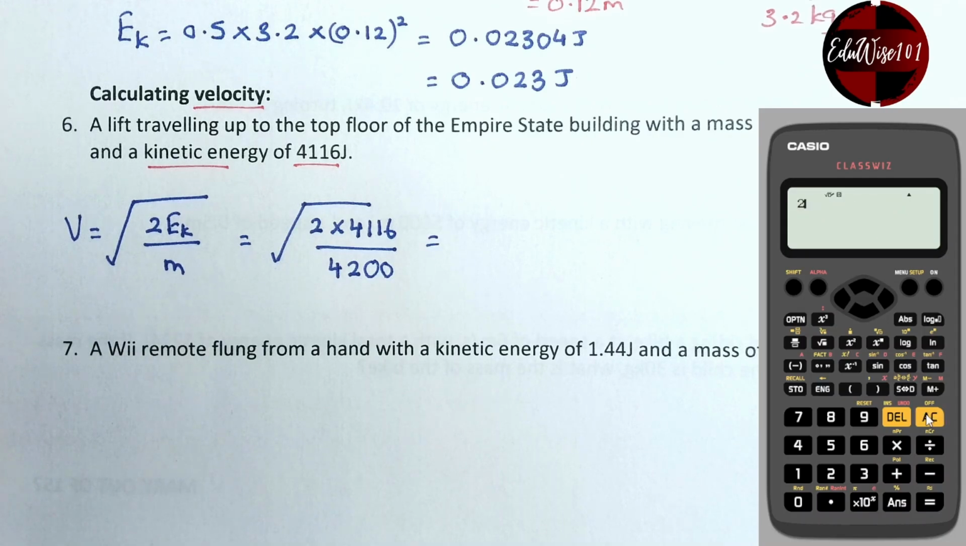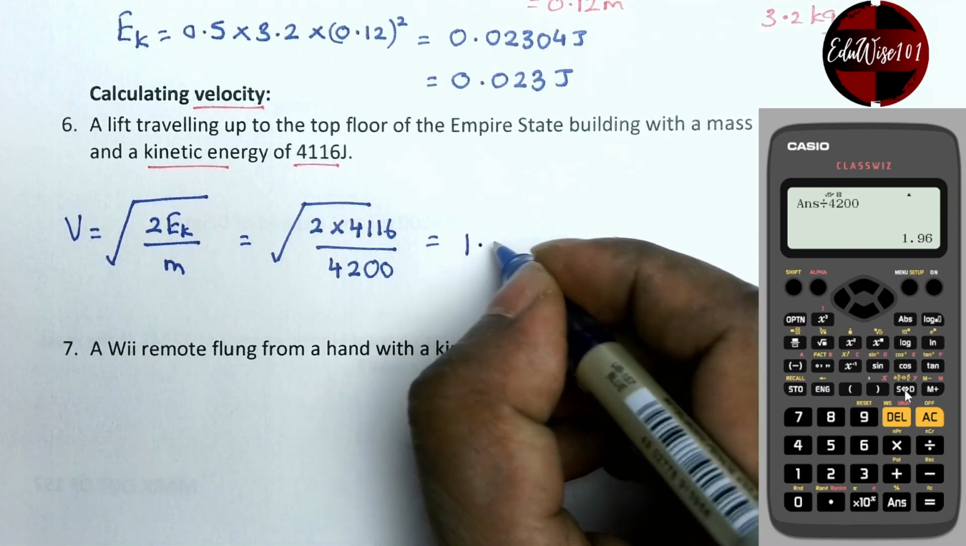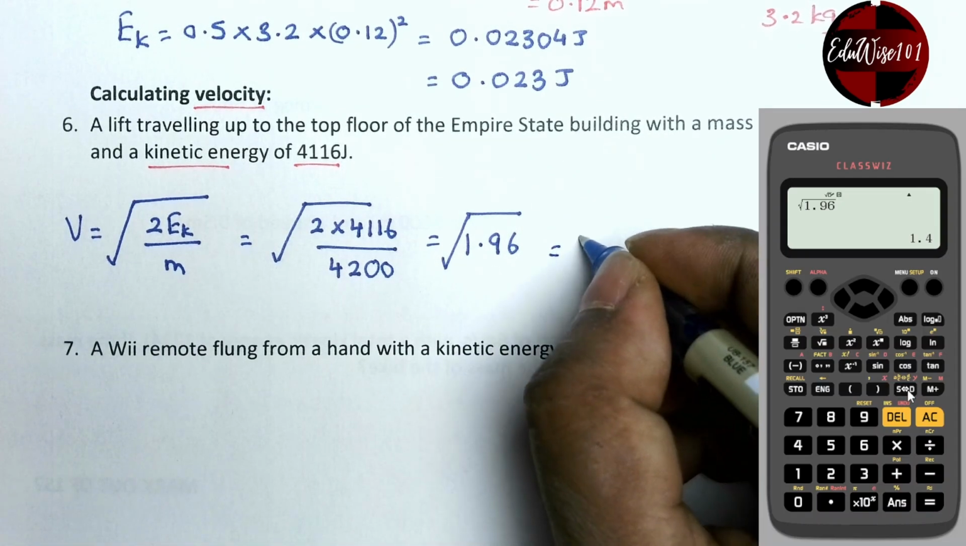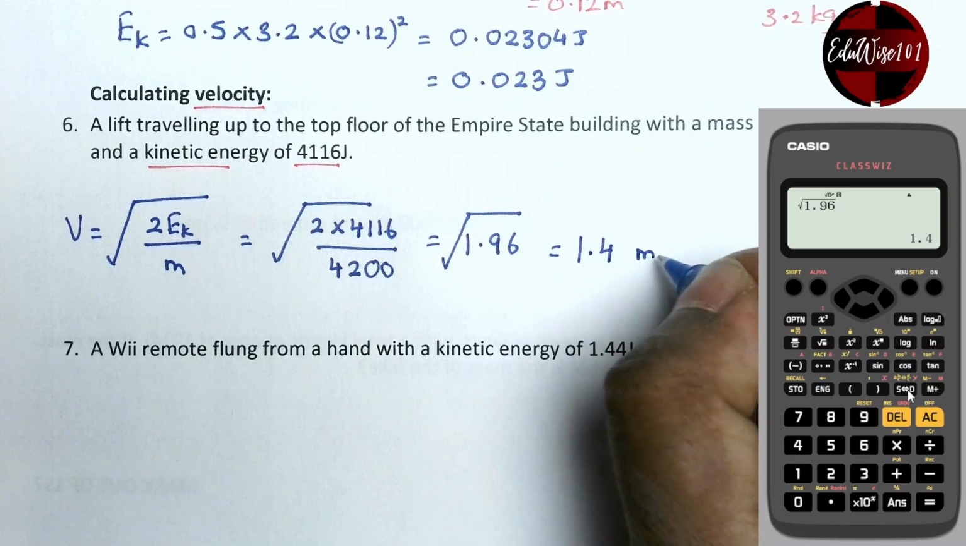So 2 multiplied by 4116 equals 8232. Divide that by 4200. That gives me 1.96, and we need to find the square root of that. So square root of 1.96 equals 7 over 5. That gives me 1.4 meters per second.